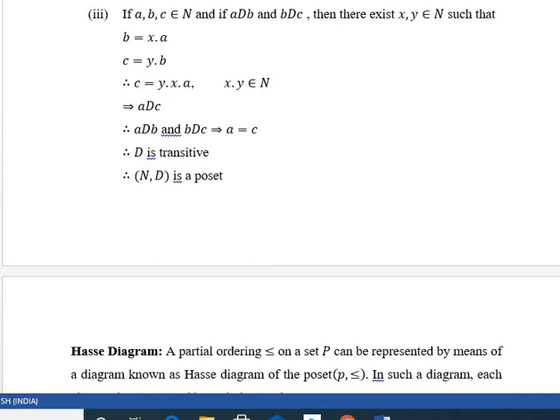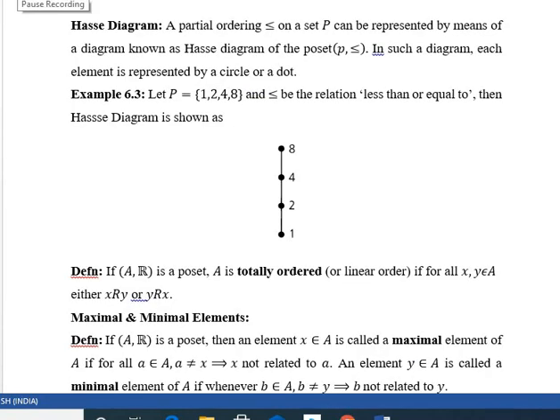Now we are going to study the Hasse diagram. A partial ordering precedes on a set P can be represented by means of a diagram known as a Hasse diagram of the poset P with the precedes relation. In such a diagram, each element is represented by a circle or a dot. For example, set P equals {1, 2, 4, 8} and the relation is less than or equal to. Then the Hasse diagram is as shown below. So 1 is at the bottom, and 1 is less than or equal to 2, 2 is less than or equal to 4, and 4 is less than or equal to 8. So you get a straight line.